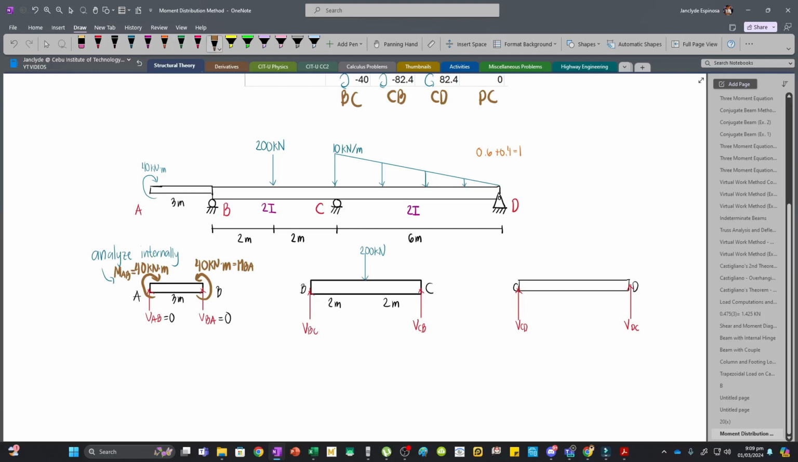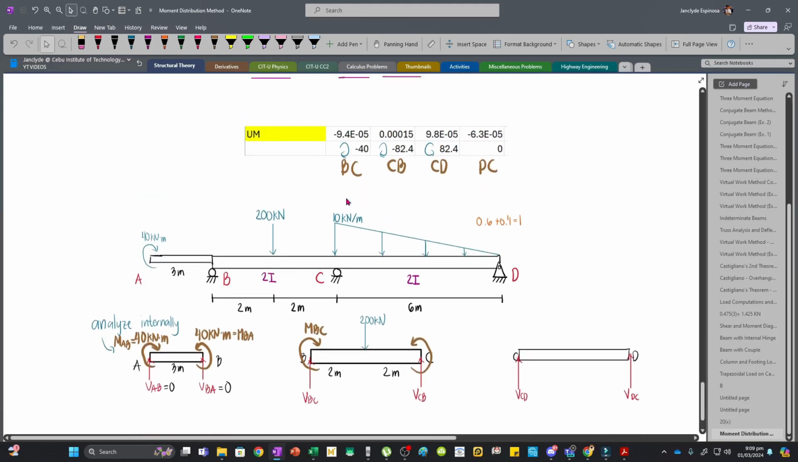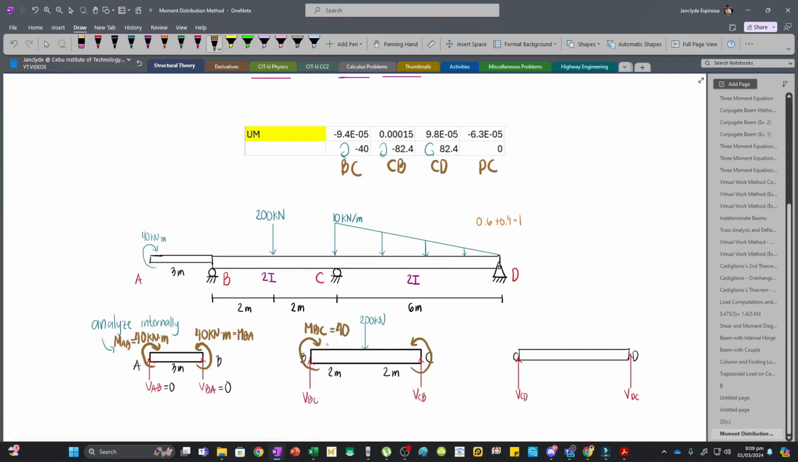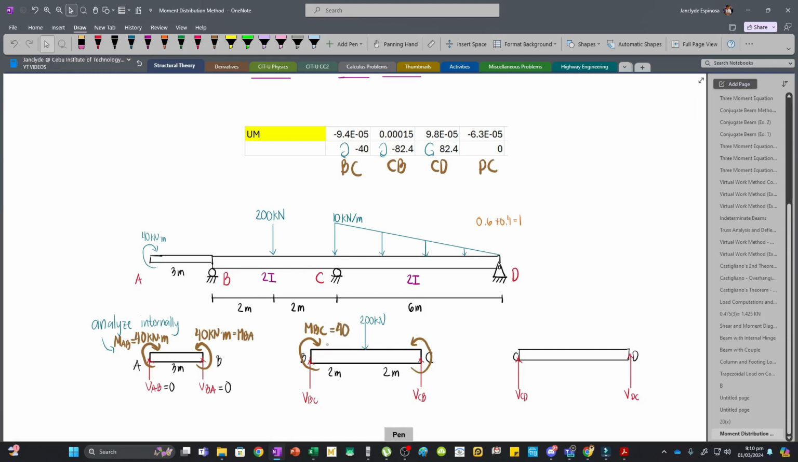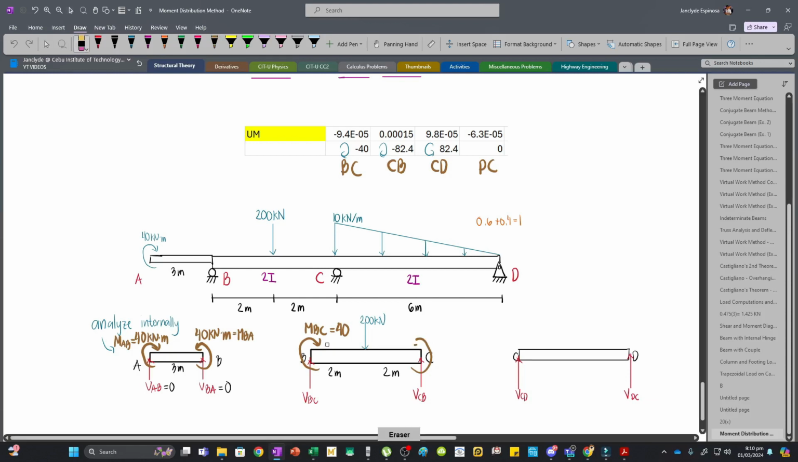Now here, we have MBC, and then we have MCB. Now our MBC is equal to negative 40, which is clockwise. So equals 40. And then for CB, we have minus 82.4, which is clockwise. And so this assumption is actually wrong. So this is clockwise. And then we have a value of MCB equals 82.4. And then for span CD, we have 82.4 but counterclockwise. So this is counterclockwise MCD. And then for MDC, we have a moment of 0.